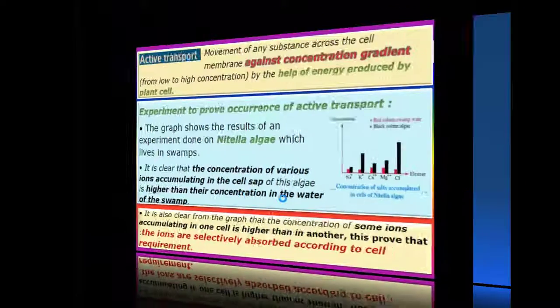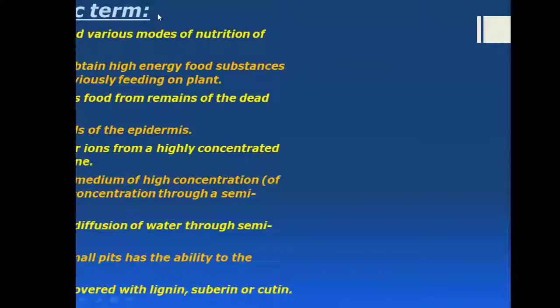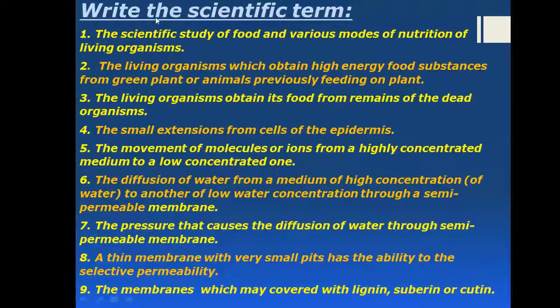So we came to the end of our session. So we together are going to try to solve this question. Write the scientific term. Number 1, the scientific study of food and various modes of nutrition of living organisms. Yes, indeed, it's nutrition. Number 2, the living organisms which obtain high energy food substances from green plants or animals.